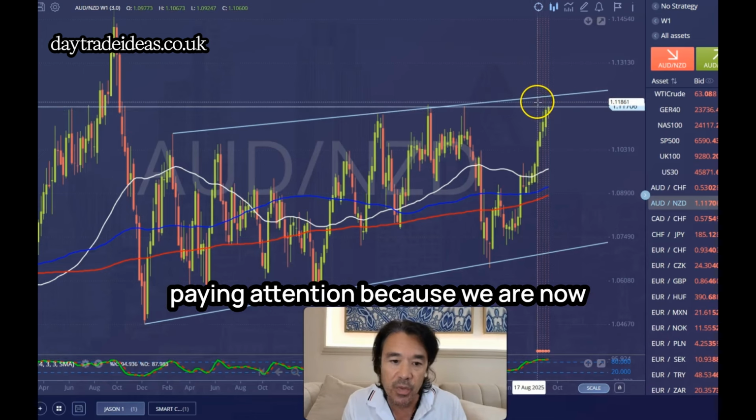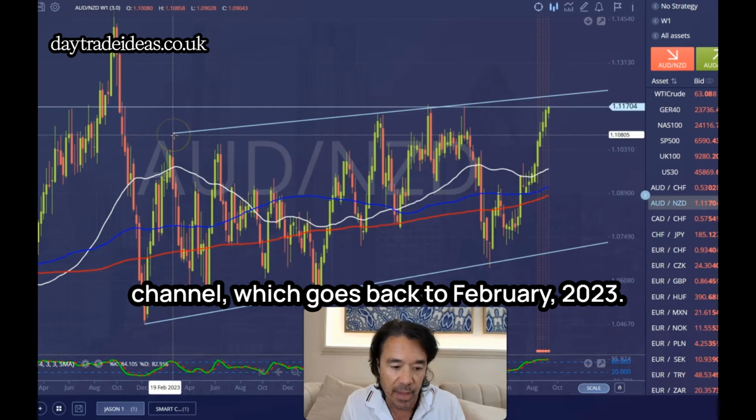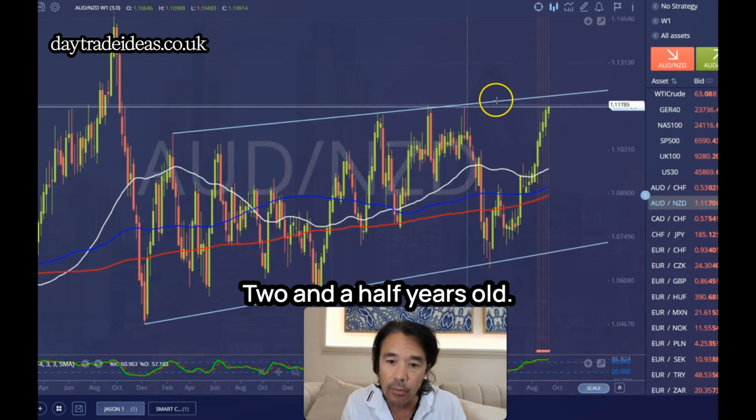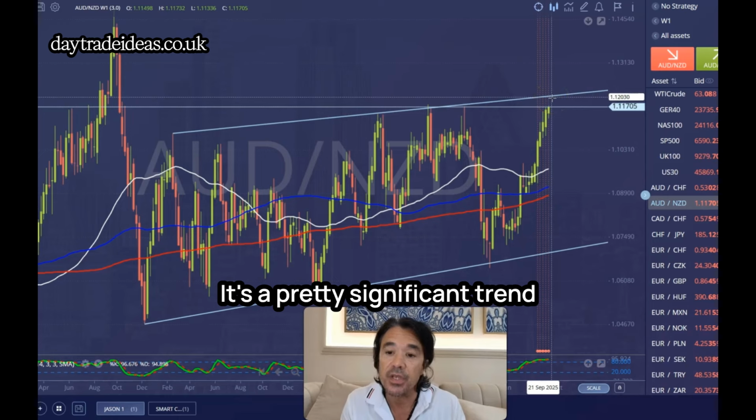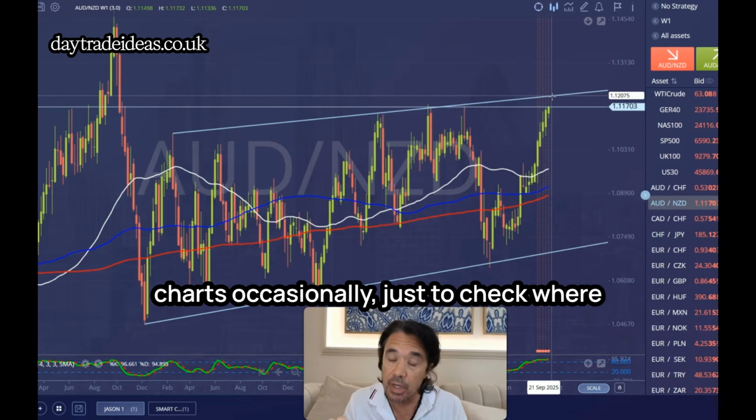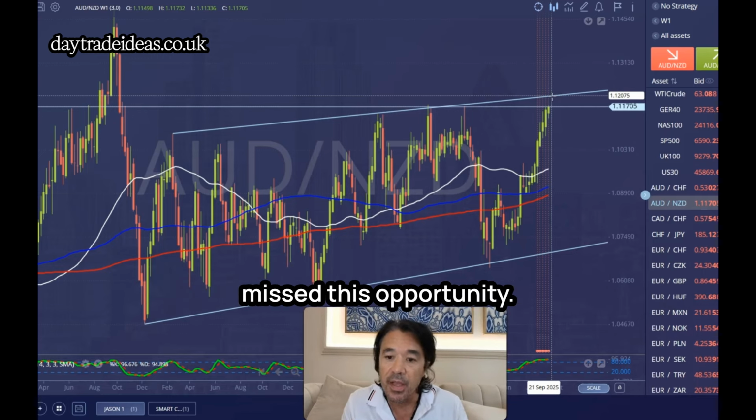worth paying attention because we are now about to test the upper trend line of this channel, which goes back to February 2023. What's that, 2.5 years old? It's a pretty significant trend line, significant channel. You do need to look at your longer term charts occasionally just to check where we are, just to get that bigger perspective. Otherwise, you'd have missed this opportunity.